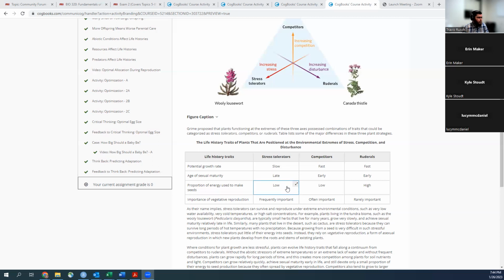And then if we talk about the proportion of energy used to make seeds, it would be low because they can't keep those seeds alive for a very long time. And they maybe want to produce lots of them since they have a low probability of surviving in a stressed environment. Why would the growth rate be the opposite in plants that are more competitors?